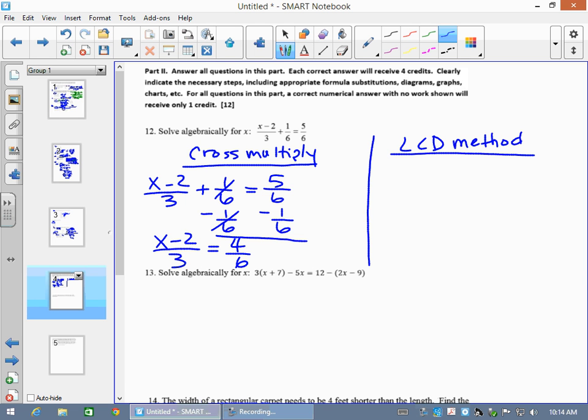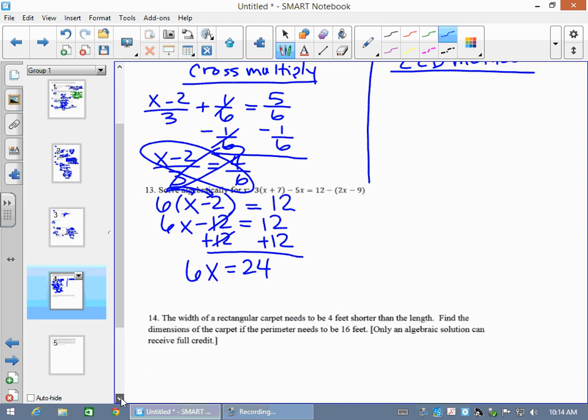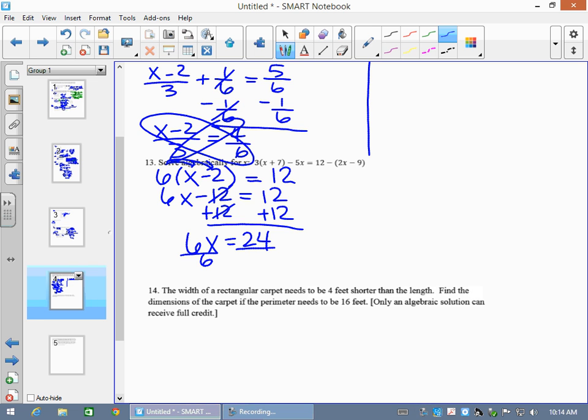I can cross multiply. And what I'm left with is 6 multiplying that binomial x minus 2, equal to 3 times 4, which gives me 12. Now I'm going to distribute my 6, and I get 6x minus 12 equals 12. Combine my constants, and I get 6x is equal to 24. So I just need to undo that multiplication, divide by 6, and I get x is equal to 4.